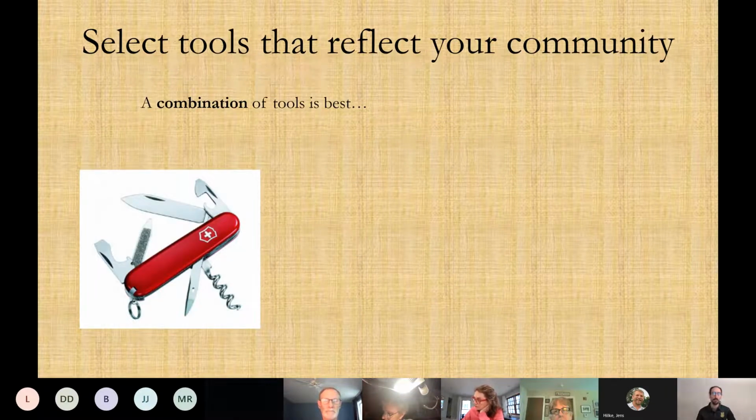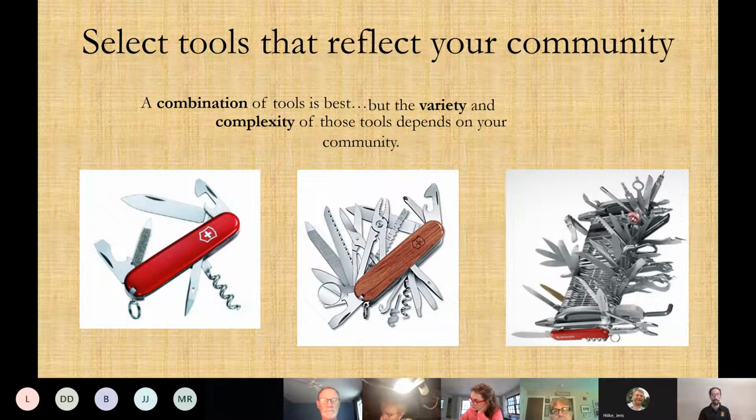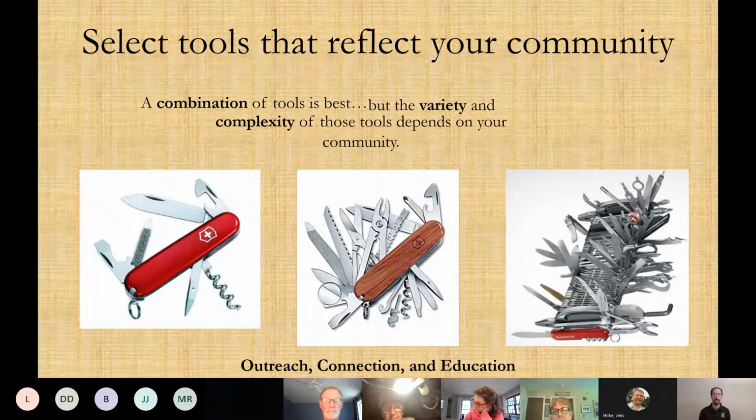So the particular tools you choose will reflect the balance that makes sense locally. And usually it's a combination of regulatory and non-regulatory tools that works best. But the level of complexity and the particular tools you choose will depend on your specific community. So regardless of the tools that you choose, outreach, connection, education, that's really the foundation of this non-regulatory approach. And as we saw in the Hartford planning process, it's essential for setting the stage for any planning initiative.